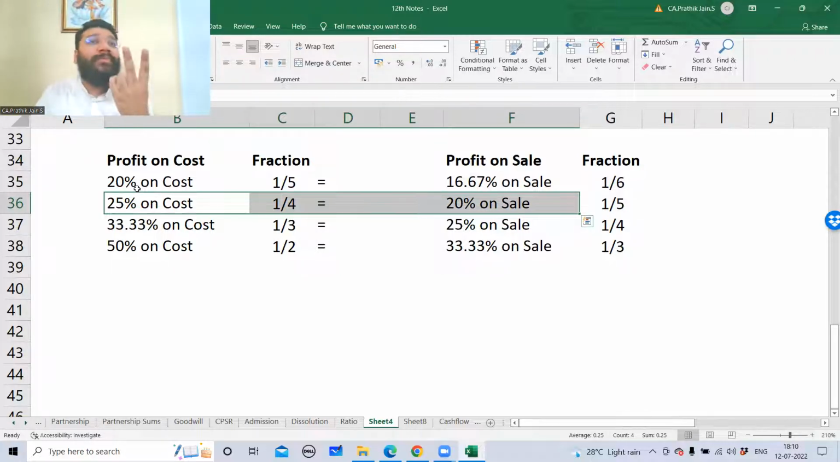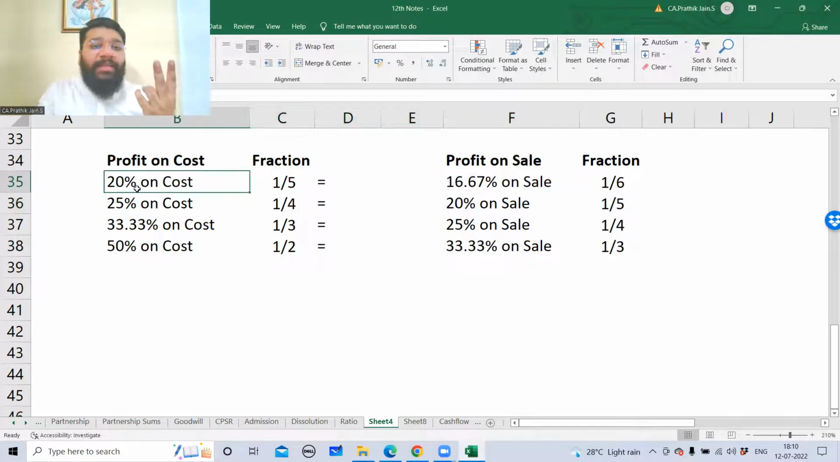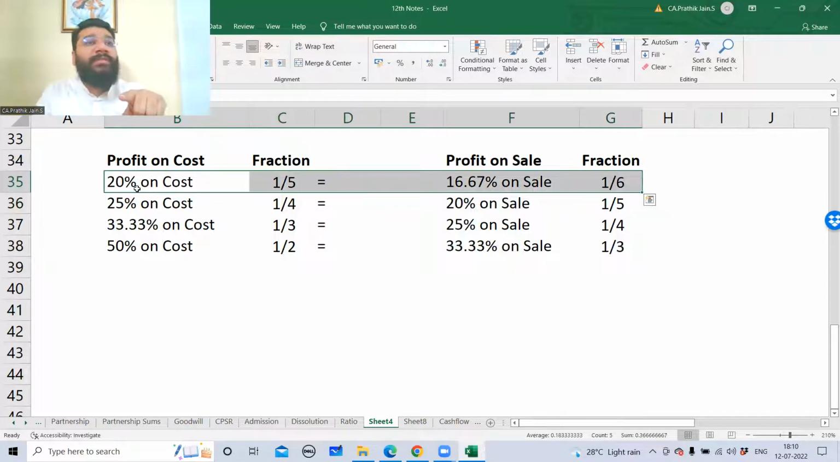In fraction, it will be opposite. In fraction, it is 1/5 on cost means 1/6 on sale. Just because 1/6 is given, 1/6 is not bigger. 1/6 means the percentage is smaller. When you divide 1 into 6 parts, you get a lesser value. So 1/5 is more than 1/6. Don't get carried away that 1/6 is more or 1/5 is less. Are you clear with this part? Okay.